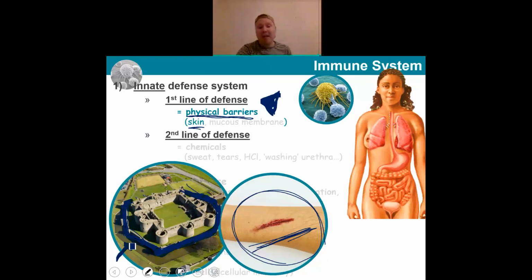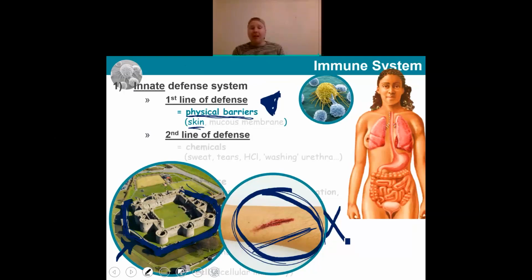And of course, a good example of that would be our skin. It prevents various kinds of pathogens from entering. If you do have a cut in the skin, that would be an issue. Any cut, any opening in the skin is a direct route for infection, for a pathogen to get into your body. So skin is the first line of defense that we have against pathogens.